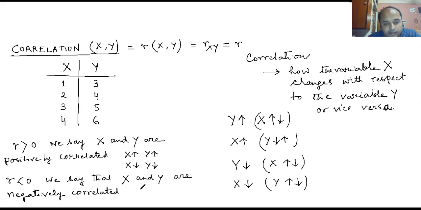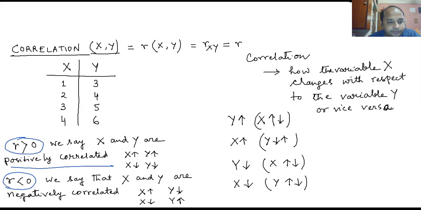So this means that if one is increasing, the other is decreasing, or if capital X is decreasing, Y is increasing. So this is what we mean by negative correlation. This is very important, so quickly note it down. We have to check whether R is greater than 0 or whether R is less than 0. We have to calculate it for our current problem.